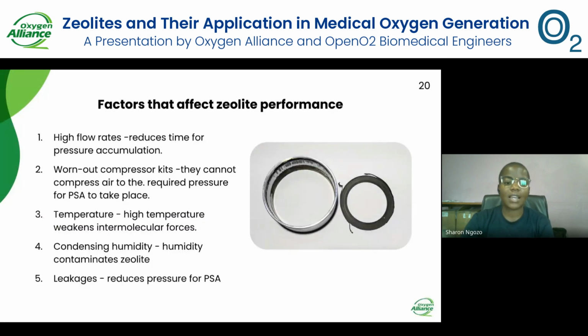The last thing we'll talk about is leakage. Leakages decrease the pressure buildup required for absorption. As we've already talked about, pressure buildup is important for pressure swing absorption to happen. It also gives room for moisture. If moisture finds its way through the zeolite columns or even the zeolite beds, this moisture will contaminate the zeolite and affect its performance.